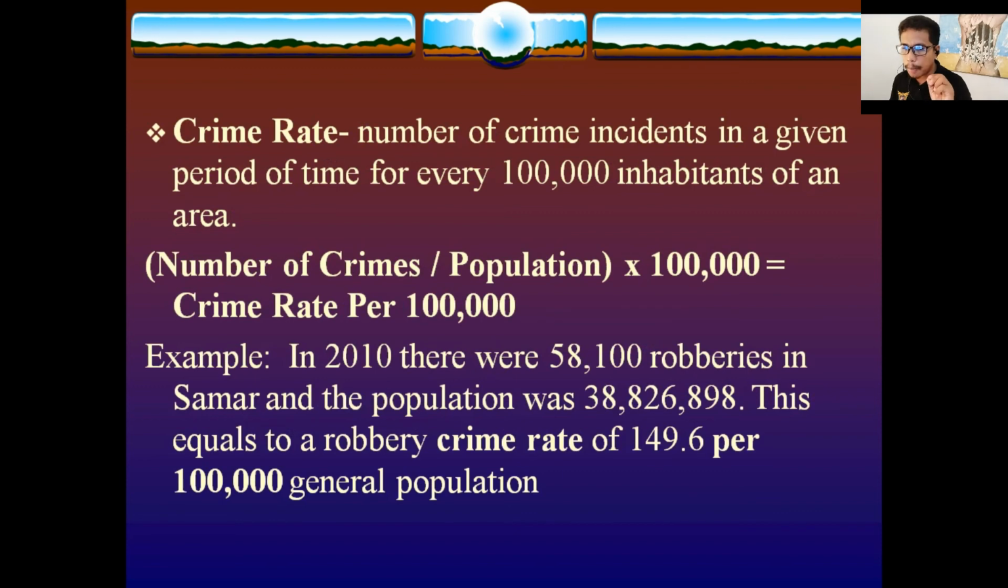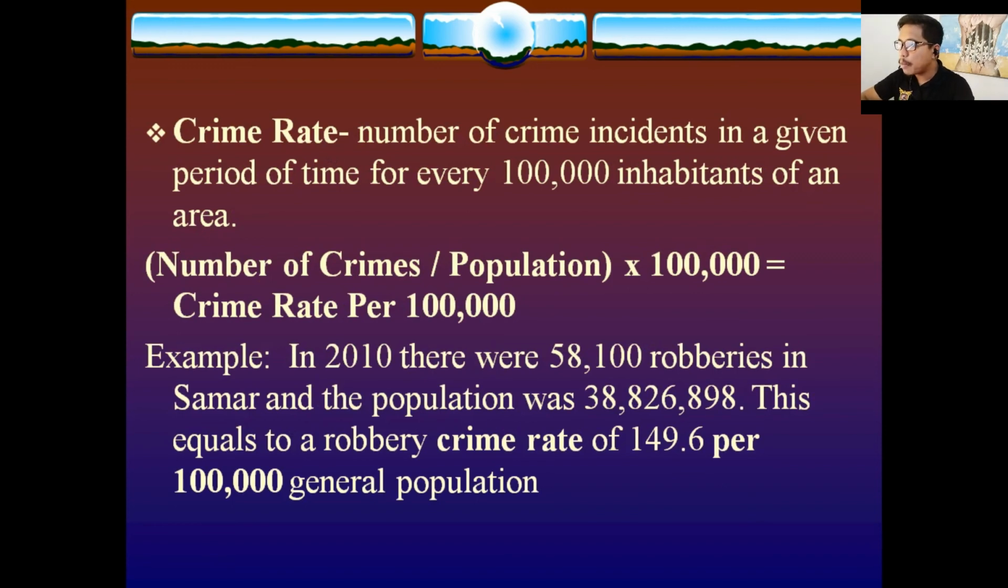The person in charge of reporting about the crime volume or the crime rate will be the crime registrar. The reporting can be done every year, annually, or per month. Alright? Per month or annually. That is the responsibility of the crime registrar. Again, where does the crime registrar get the data? The data will be taken from the police blotter.